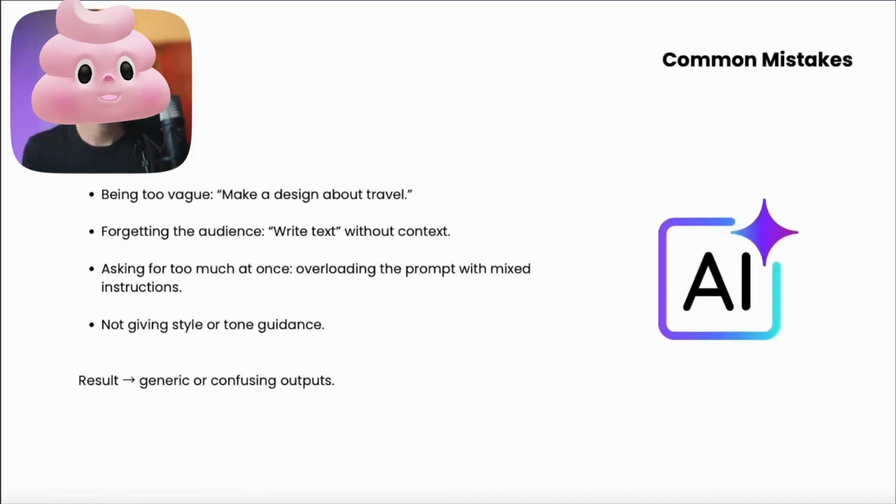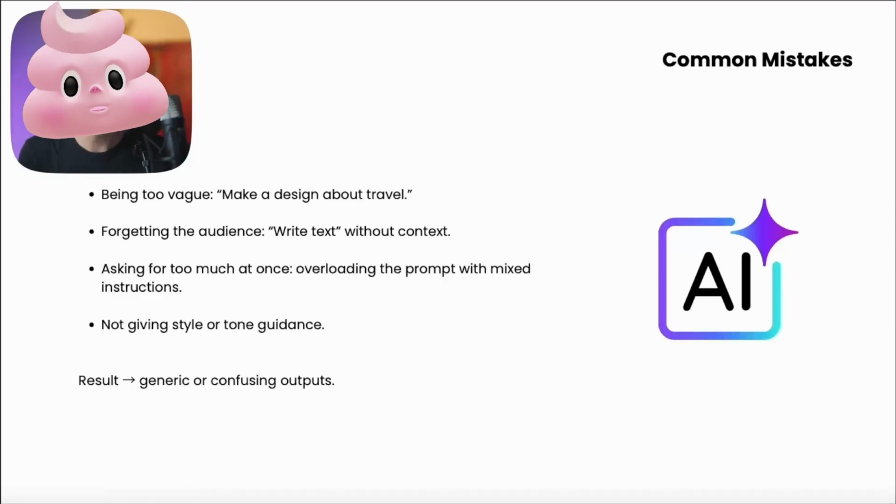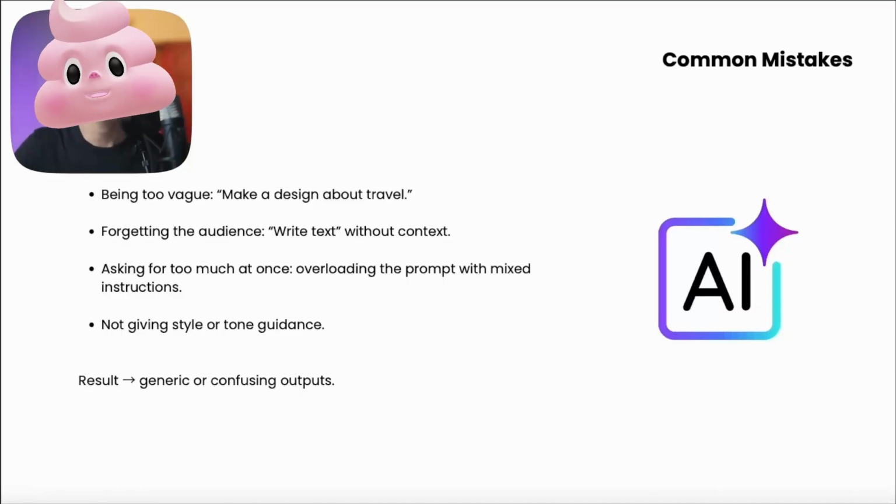The second one is forgetting completely the audience. Just ask right text without any context, right? Moving on, asking too much at once could also be a problem. You do not want to overload the prompt with mixed instructions. And this is actually one of the techniques that we're going to be analyzing and I'm going to be demonstrating in future lessons, probably in the next lesson, right?